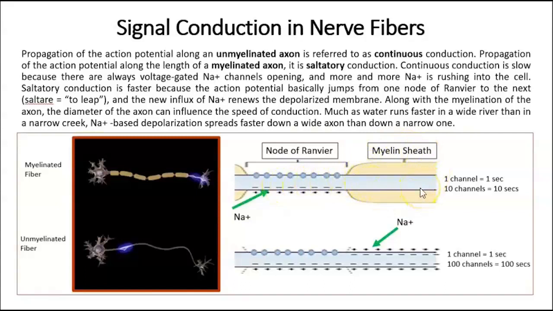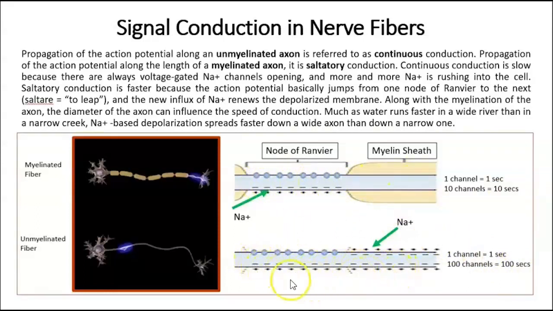So the only channels that are going to be open are only these channels that you find in the nodes of Ranvier, which are the spaces between each set of myelin sheath. So let's say that we have 10 channels. In the case of the myelinated fibers, we need to open 10 channels only. Since we said that we need to use 1 second to open each channel, it's going to take only 10 seconds. Why? Because you need to open only 10 channels. And 10 seconds is faster than 100 seconds. In conclusion, the myelinated fiber transfers the impulse way faster than the unmyelinated fiber.